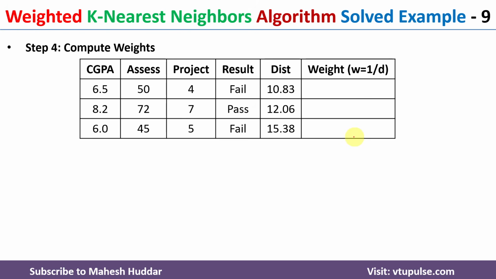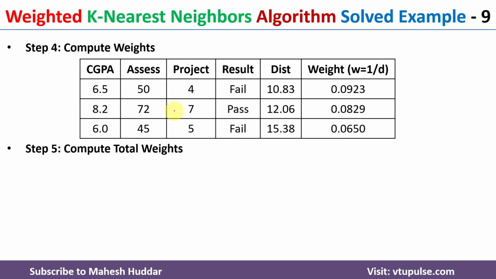After that, we need to compute the weights. To compute the weights, we use the following formula: W is equal to 1 divided by D. For the first data, W is equal to 1 divided by 10.83, which is equal to 0.0923. For the second one, 1 divided by 12.06, which is equal to 0.0829. And for the third one, 1 divided by 15.38, which is equal to 0.0650.